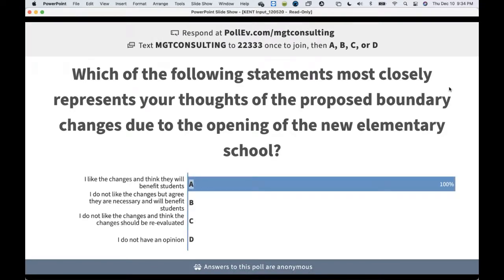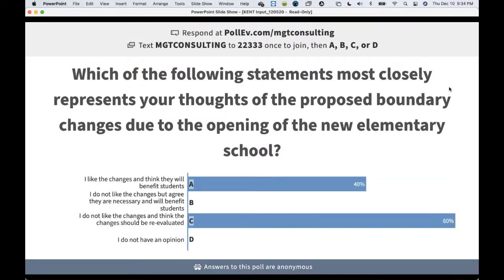Which of the following statements most closely represents your thoughts of the proposed boundary changes due to the opening of the new elementary school? Text A, if you like the changes and think they will benefit students. Text B, if you do not like the changes, but agree that they are necessary and will benefit students. Text C, if you do not like the changes and think they should be reevaluated. Or text D, if you do not have an opinion.